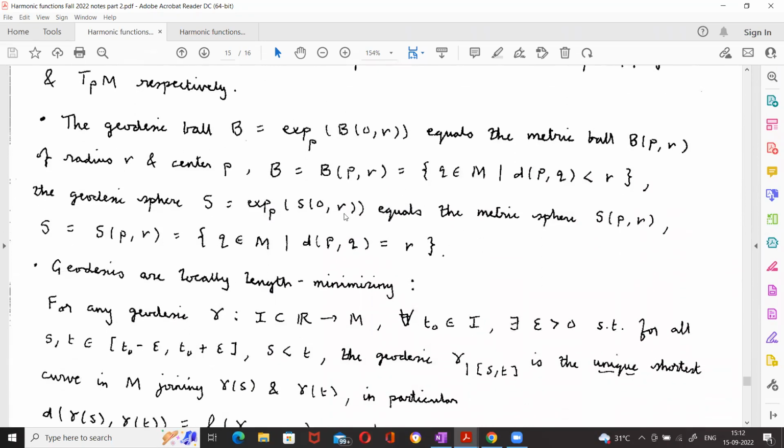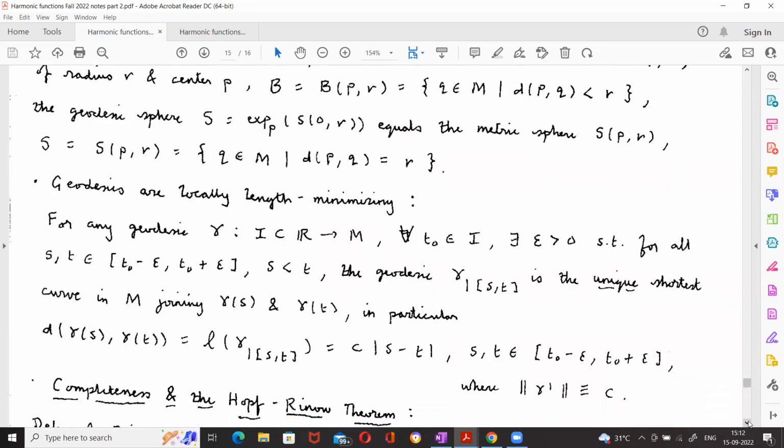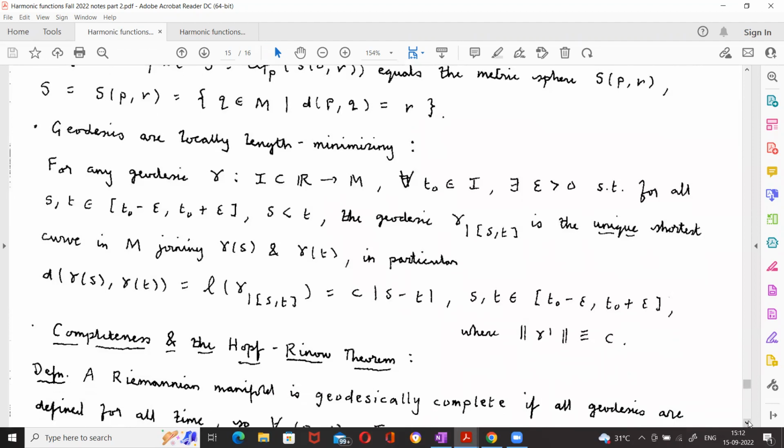So I've stated what we were talking about earlier. The geodesic ball equals the metric ball, and the geodesic sphere equals the metric sphere. These facts rely on the Gauss lemma. And here's another fact, that geodesics are locally length minimizing. Again, I'm not going to prove this.